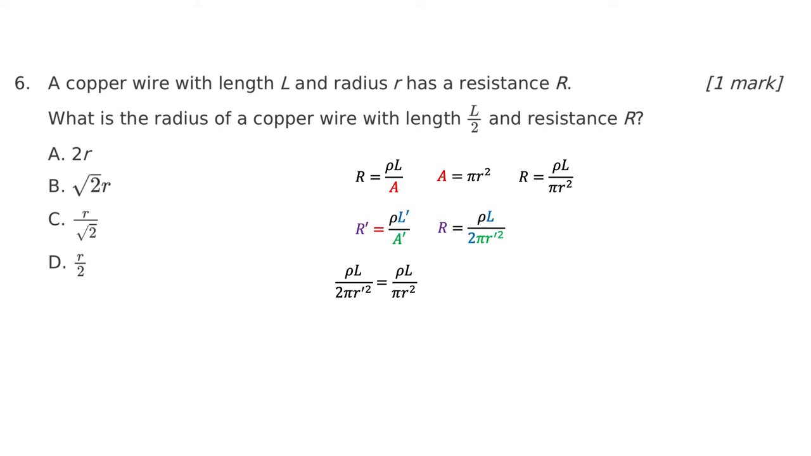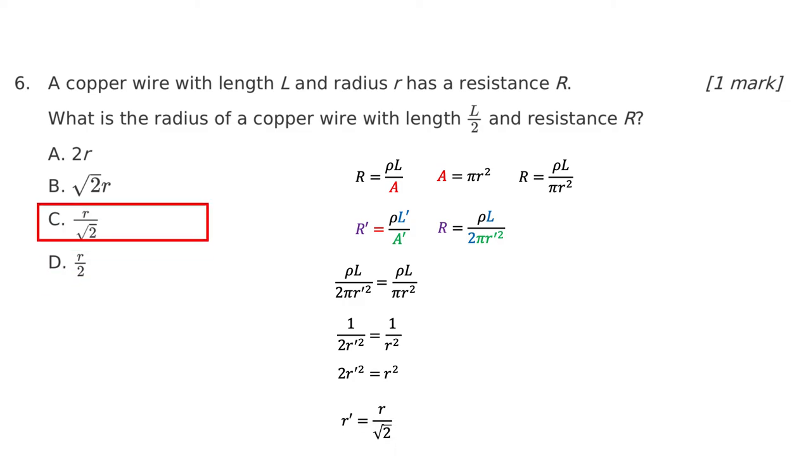I can then set these equal to each other because the two values are equal. We've got rho and an L, those are going to cancel. And we can ignore the pi as well. We've got 1 over 2 r dash squared is equal to 1 over r squared. We're going to flip these, invert them, and then square root. And we should see that r dash is going to be smaller than r by a factor of root 2.